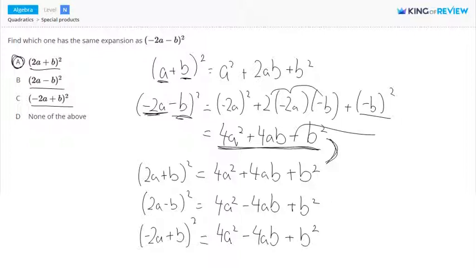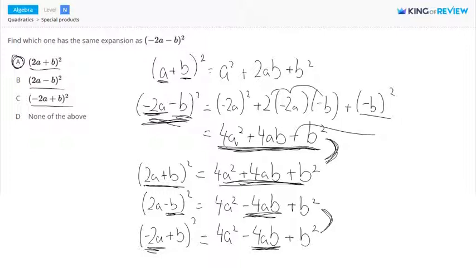So one thing to notice here is when you have two positives, or even two negatives, you're going to end up with everything being positive here. That's why these two expansions were the same. But when you have one of the numbers be negative, just like this, your middle number is going to be negative, like that.